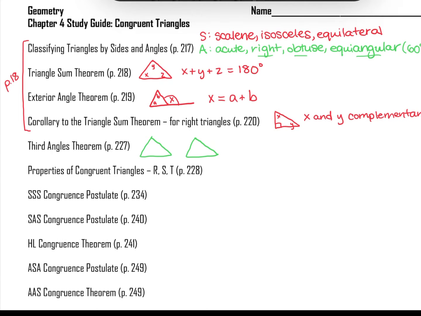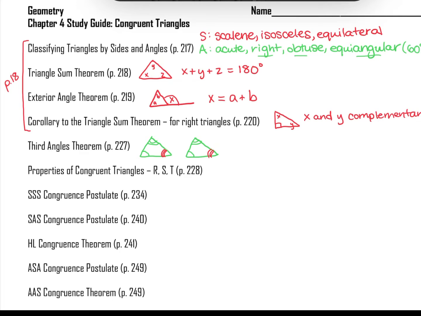The third angles theorem said that if I have 2 sets of congruent angles on 2 triangles, then, the punchline is, that third angle must be congruent to the third angle of the other triangle. We didn't really talk about properties of congruent triangles this time around, but it basically just says that triangle ABC is congruent to triangle ABC by the reflexive property of triangles. And same thing with symmetric and transitive, just that we can use those things with congruent triangles as well.